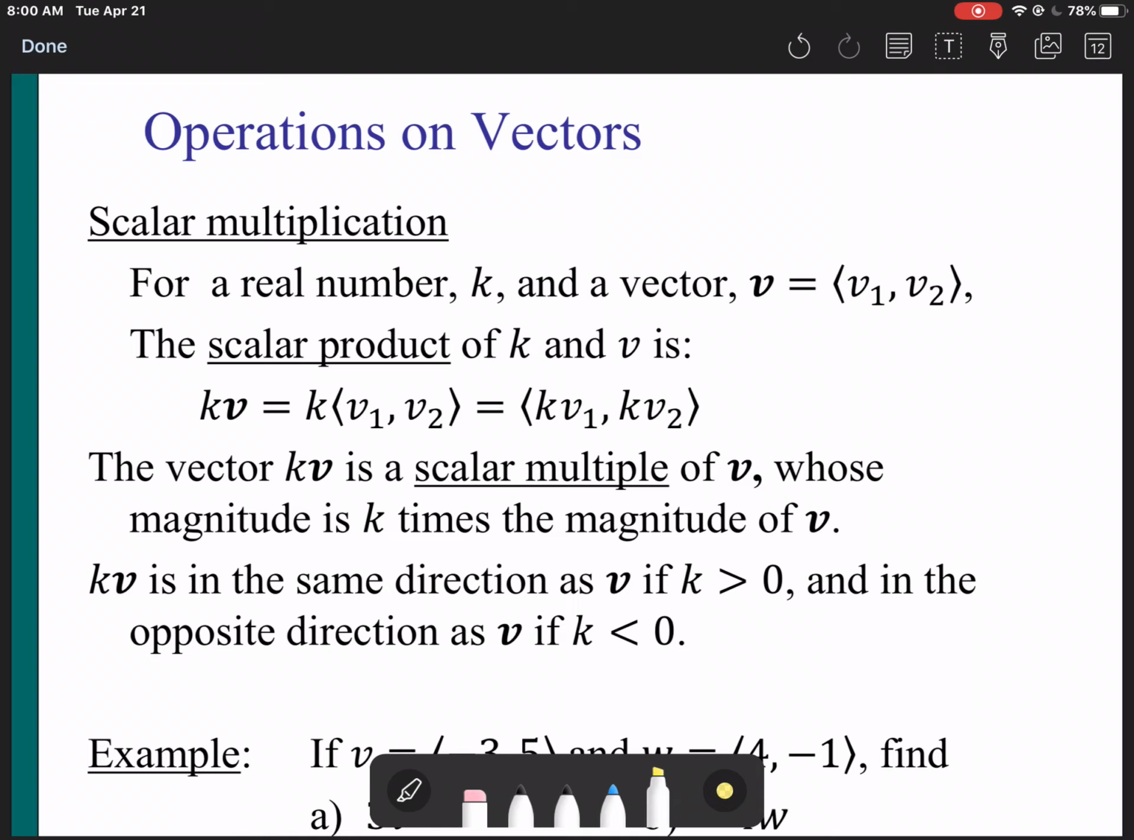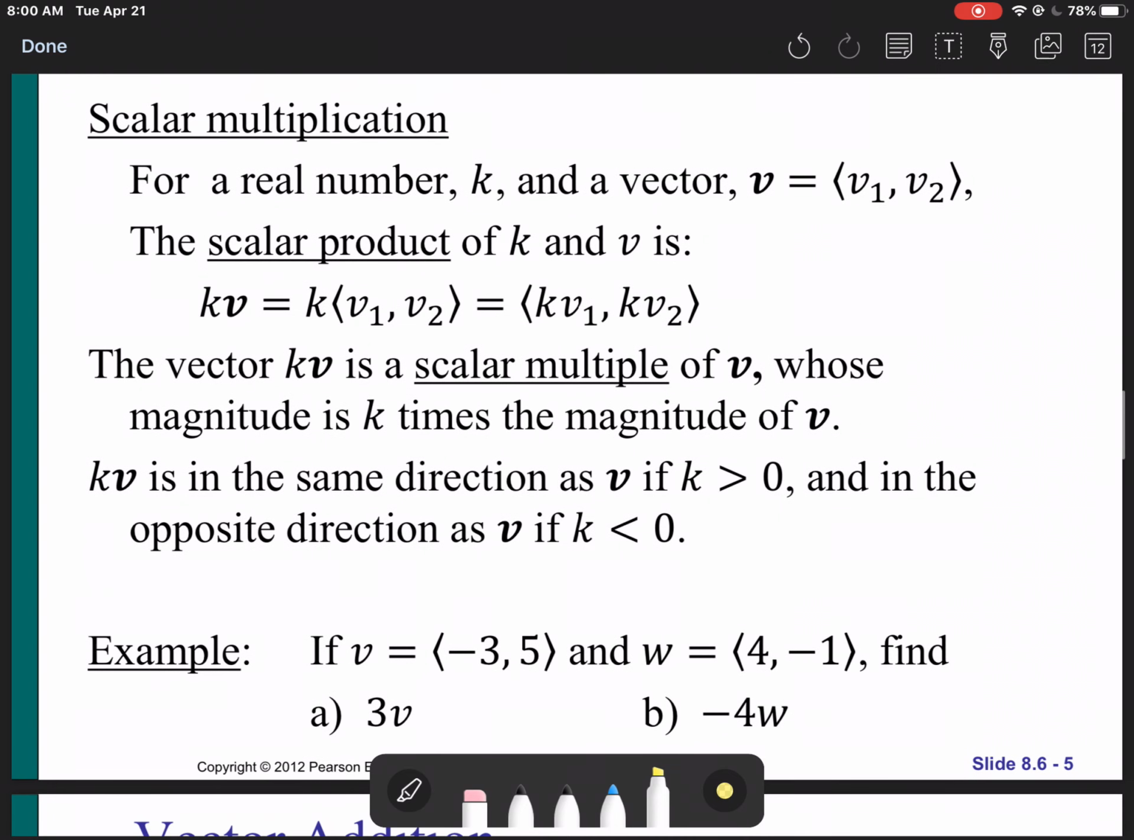So I'm looking at operations on vectors. Now again, remember there's a difference between a scalar quantity and a vector. Right, a scalar quantity, remember, is just a value. It's a number. It's a constant. It has some measurement. And then there's our vector, right, which has magnitude and direction.